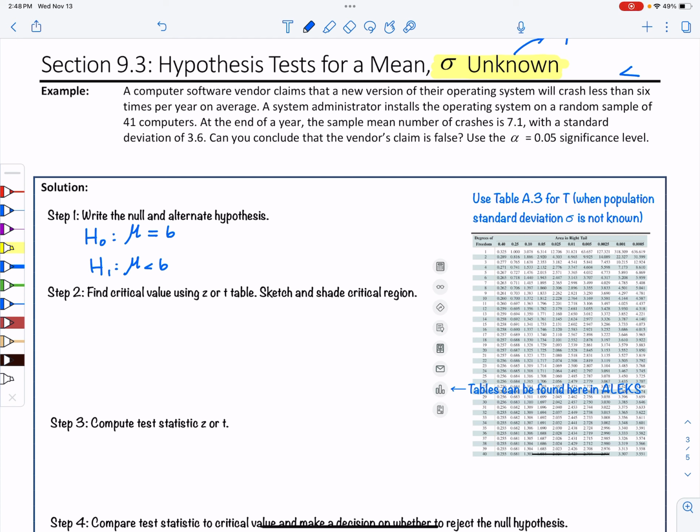All right, now if we continue reading through here, we have a sample data set. Sample size is 41, so there's my N. The sample mean, which is a value of X bar, is 7.1. And then notice our standard deviation here. This is only for the sample. It's not for the whole population. That means it is a value of S, not sigma. And because we do not know sigma, that lets us know we're going to need to use T. Okay, just like we did for our confidence intervals.